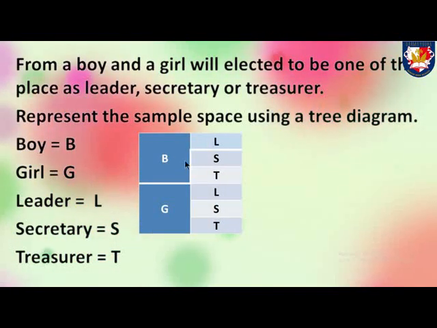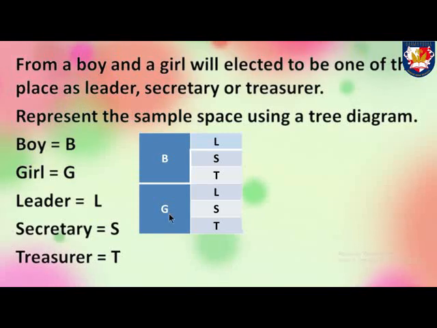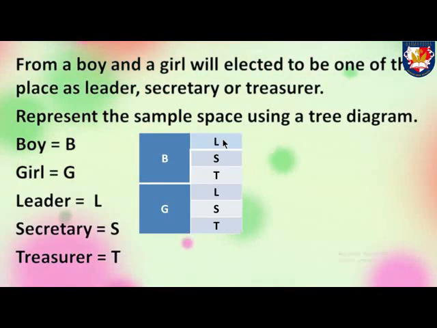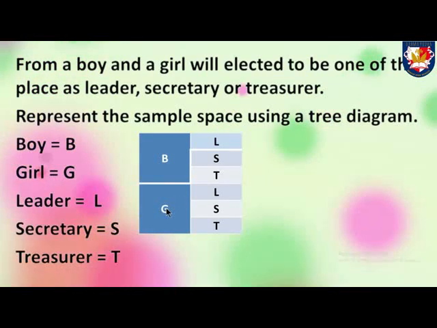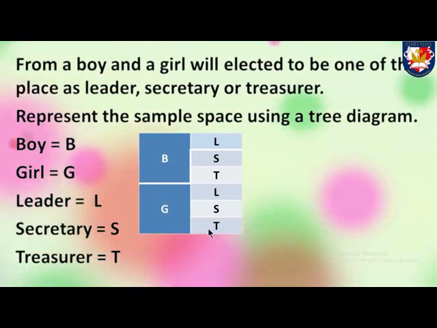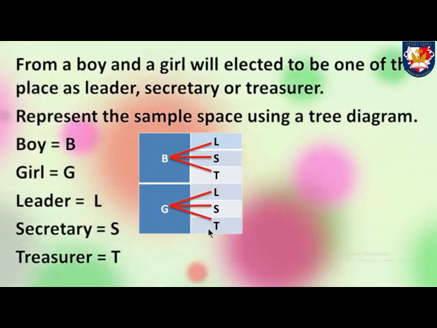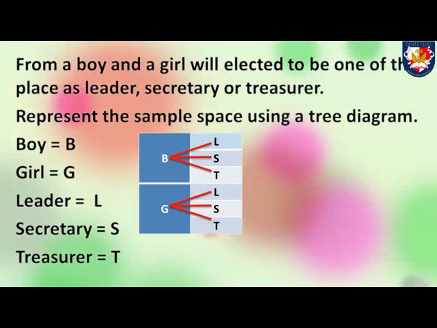So, we have 2 possibilities, boy and girl. For boy, we list all the possibilities of places: leader, secretary, and treasurer. And we repeat it again for girl: leader, secretary, and treasurer. This is the tree diagram for this event.